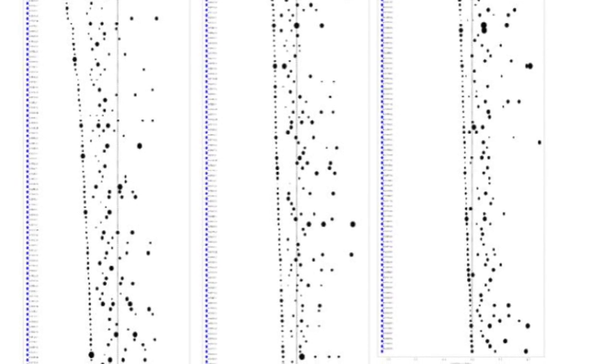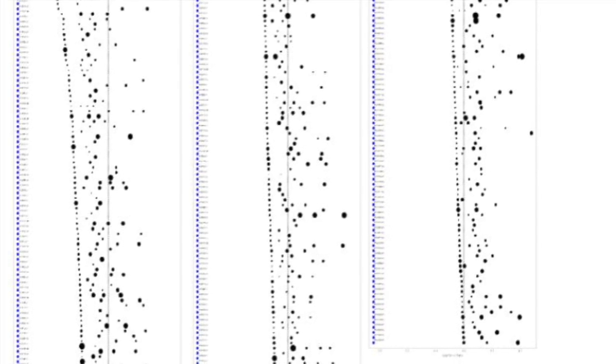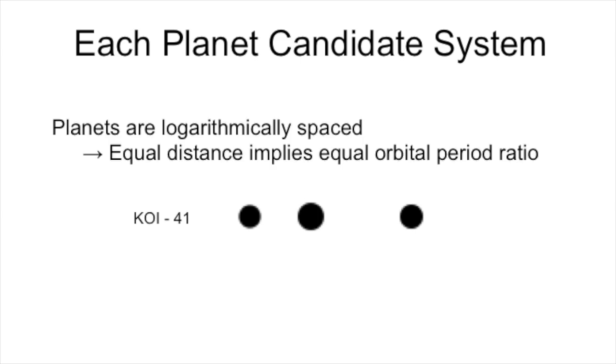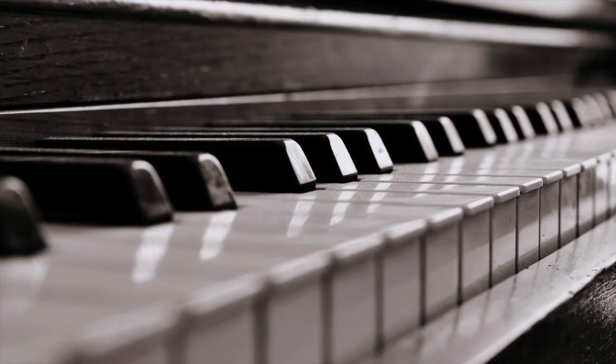As we go through each planetary system, I step through each combination of adjacent planet pairs. So for a 3-planet system, I'll play the chord that corresponds to the inner 2 planets, the outer 2 planets, and then all 3 planets together. In the video, the planets are spaced logarithmically, where equal distance corresponds to equal period ratios. The sizes of the planets that are displayed is the square root of the observed radius, and that corresponds to approximately the planet mass. That gives a basic overview of how I constructed the music of these Kepler planetary systems.